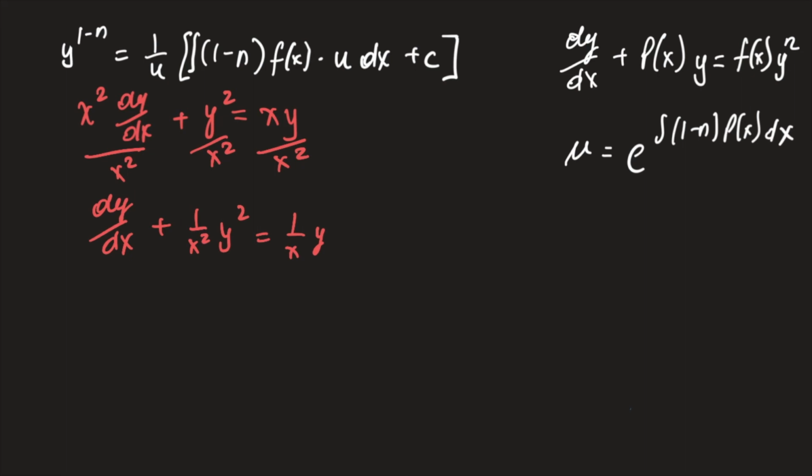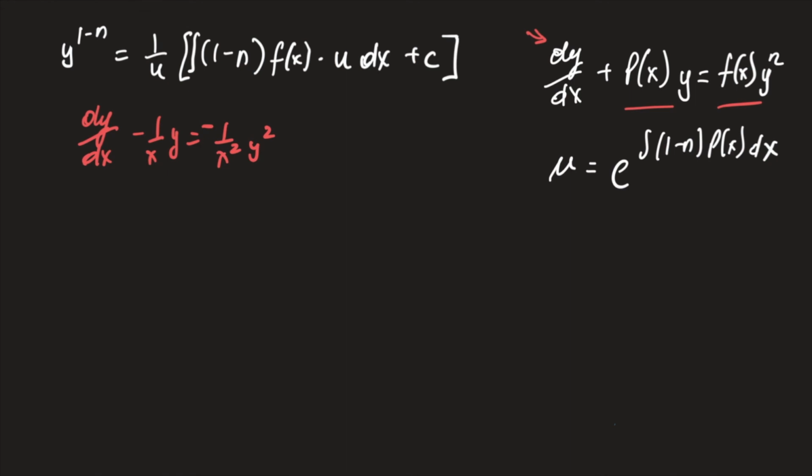Now notice this is not in this form just yet. We have y to the n power here. So what we need to do is move this around to get it into this form. So I'm going to subtract 1 over x squared y squared over to the other side, and subtract 1 over x y over back to the left side. So I have dy/dx minus 1 over x y is equal to negative 1 over x squared y squared.